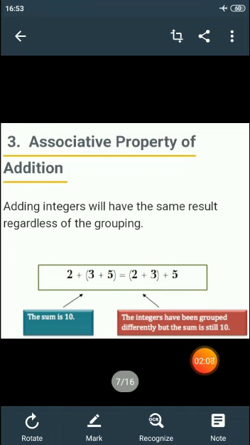In LHS, the grouping is 3 plus 5 and in RHS, the grouping is 2 plus 3. But the integers have been grouped differently but the sum is still the same.